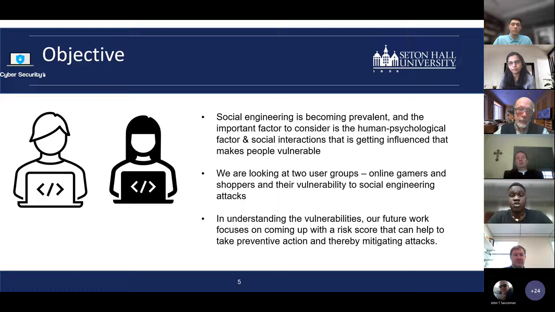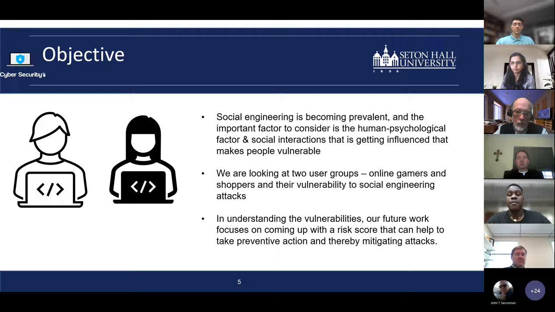Jasiel and I decided to take a look specifically at two user groups, which include online gamers and online shoppers, and take a look at the vulnerabilities that they face as a social engineering attacker would perceive them, as well as see the commonalities and how people would use particular techniques to take their information and use it to their own benefit. On top of that, we'd like to provide future work towards developing a risk scoring metric that can help outline to the next user whether or not it's safe to shop on a particular website or to browse and play a particular game on a different website as well.